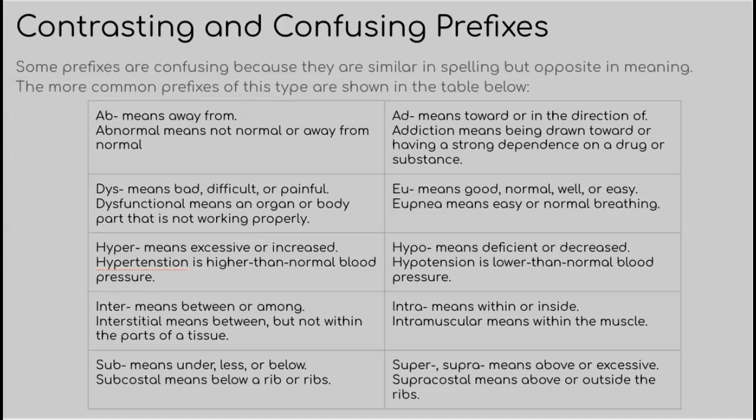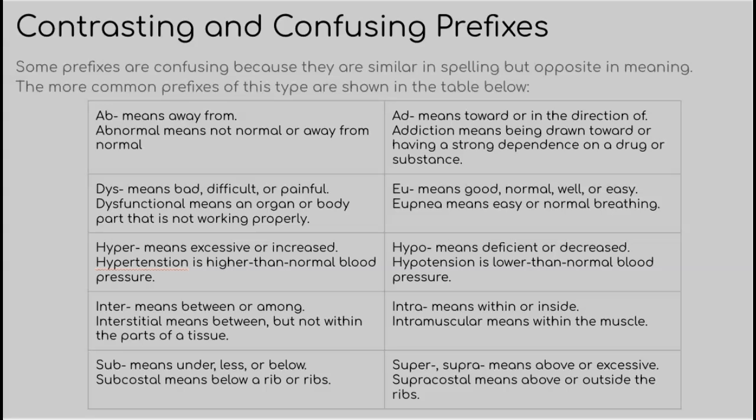So let's talk about contrasting and confusing prefixes. Some prefixes are confusing because they are similar in spelling but opposite in meaning. Again, ab and ad. Ab means away from. Abnormal means not normal or away from normal. Ad means toward or in the direction of. Addiction means being drawn toward or having a strong dependence on a drug or substance. Dys means bad, difficult, or painful. Dysfunctional means an organ or body part that is not working properly.